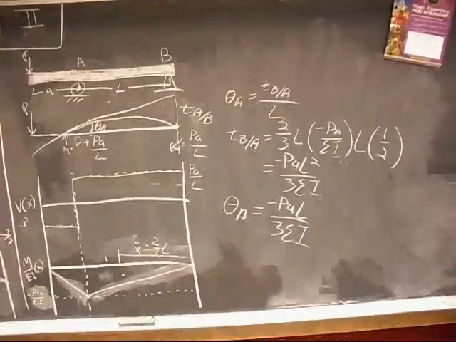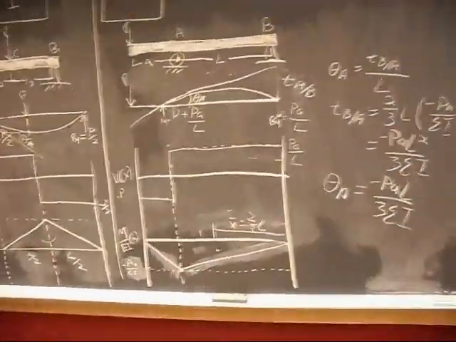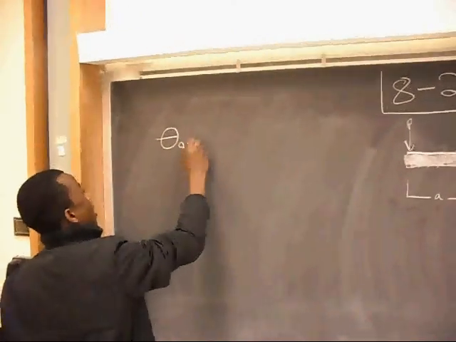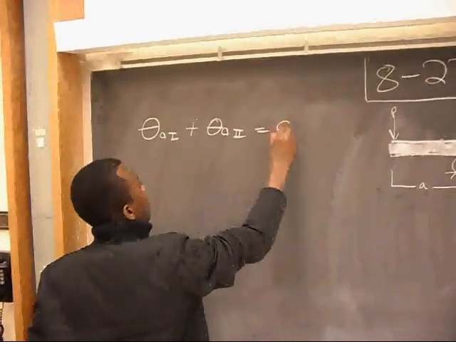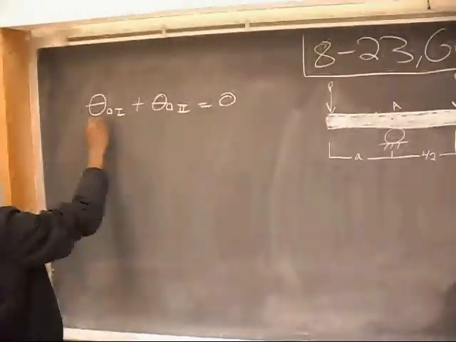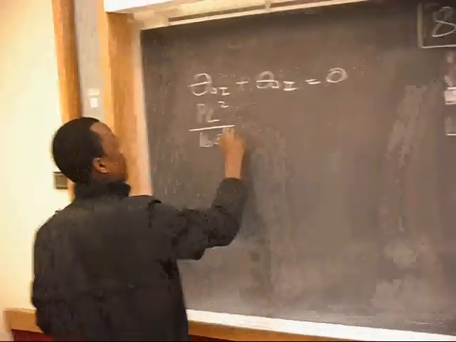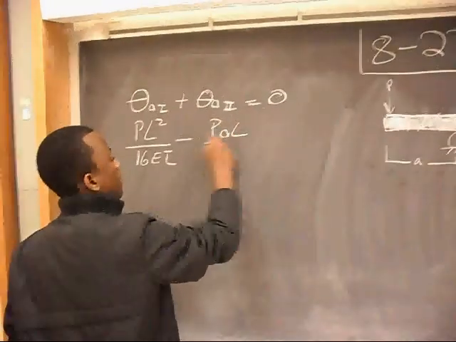Okay, now we're done with superposition. We know the angle for each one. Now the method of superposition just states that we add these two together and that will give us the result. So coming over here, if we want the angle to be equal to 0, we just do theta A1 plus theta A2 is equal to 0. Now, theta A1 is a positive angle and theta A2 is a negative angle, so we just set them equal to each other. So we get PL squared over 16EI equals PAL over 3EI.